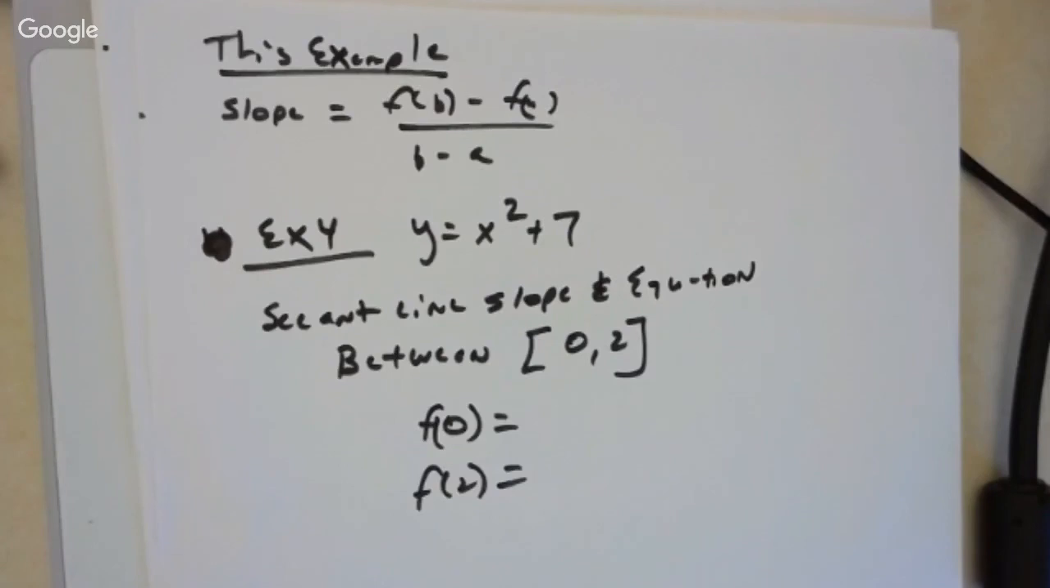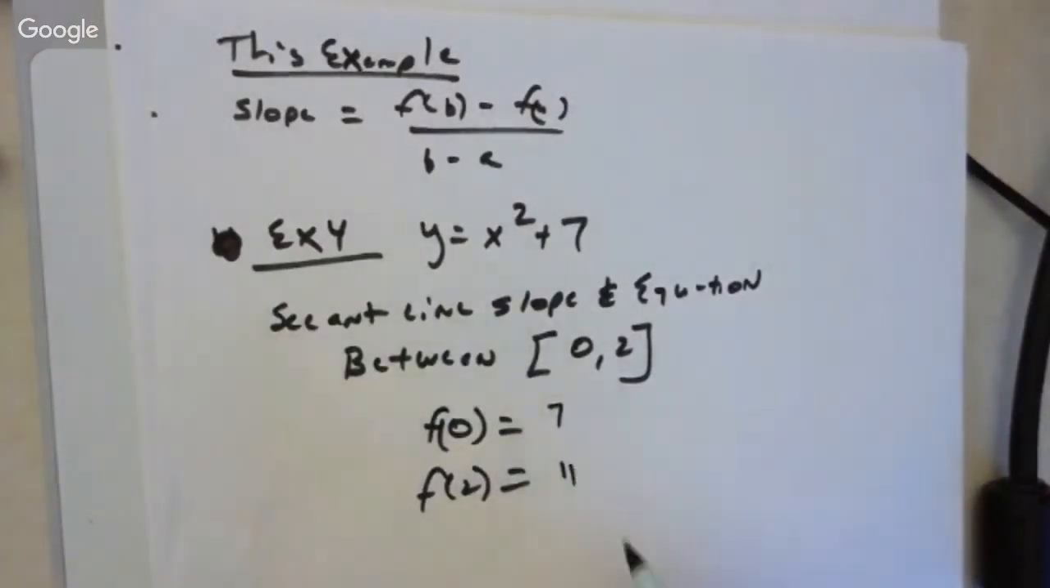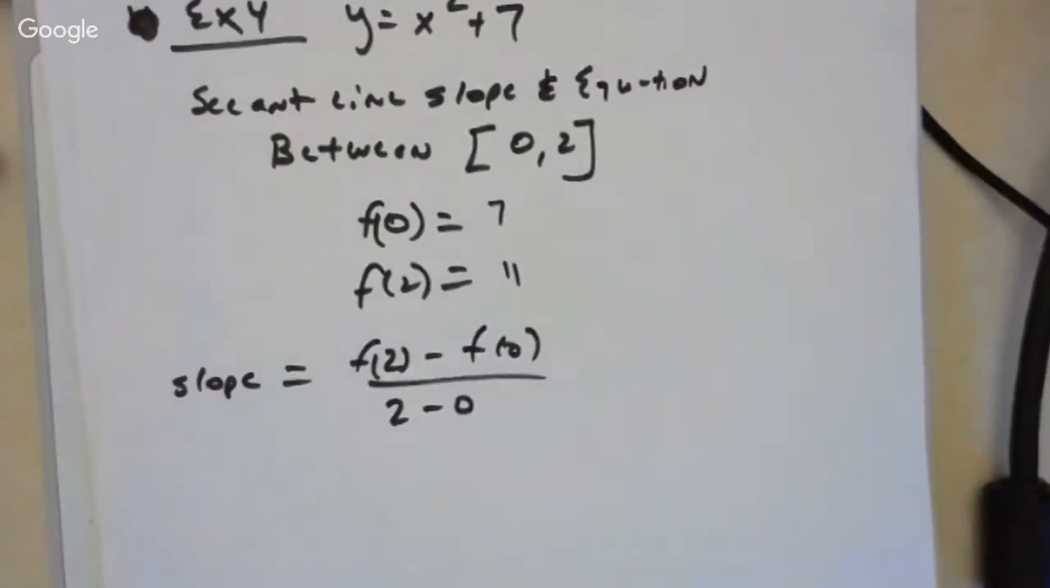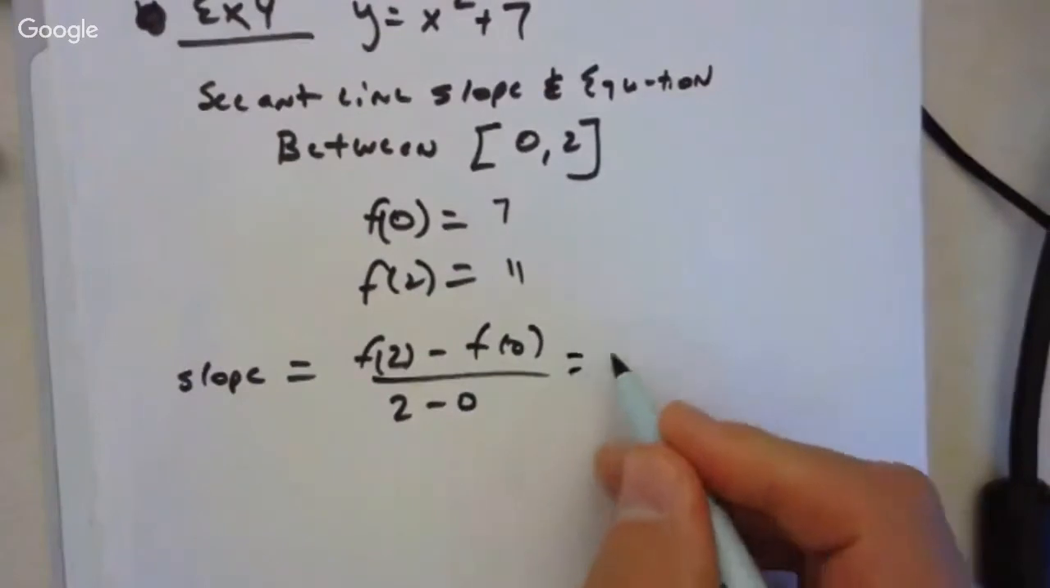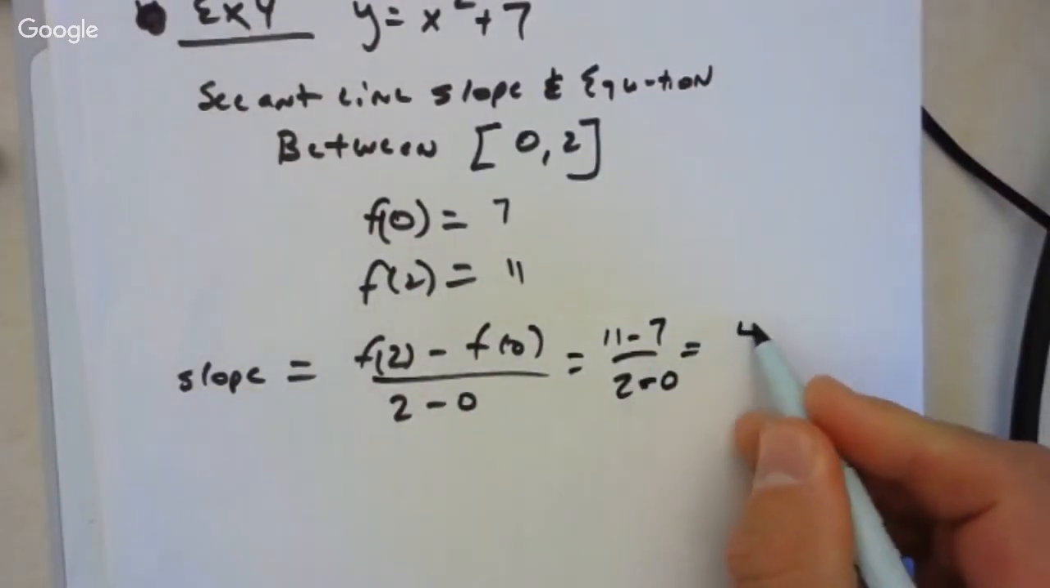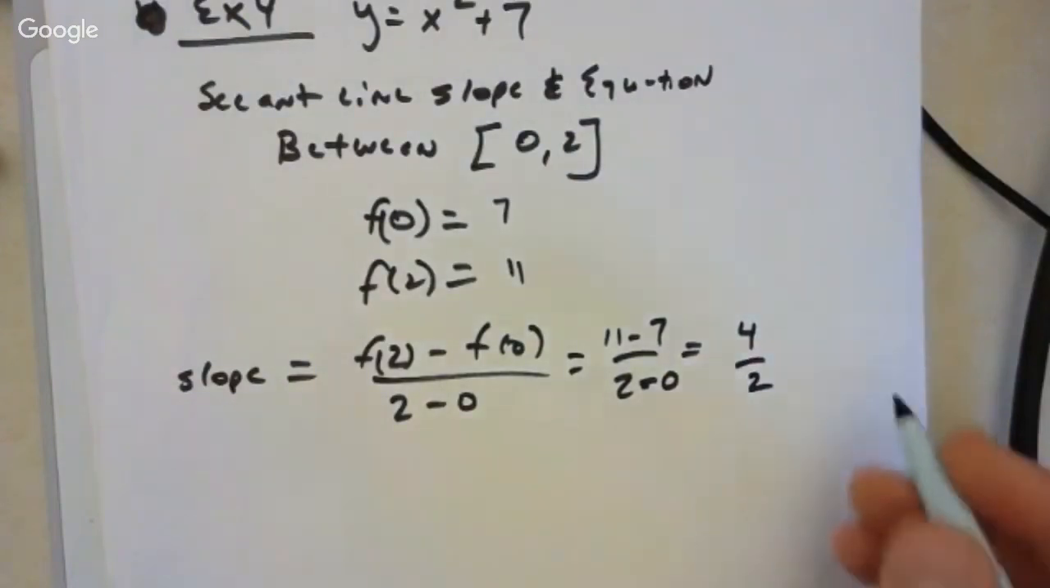All right, what's f of 0 equal to? 7. What's f of 2 equal to? 11. Right. Okay, so there's some growth. So how do we find the slope? In our glory days, we take f of 2 minus f of 0. What's 11 minus 7? What's 2 minus 0? 2. All right, so what's the slope there?